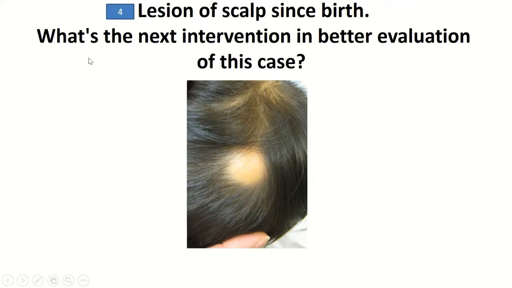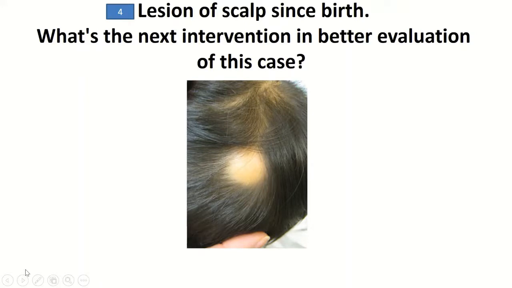Question 4. Here there is still another question to be considered. Lesion of scalp since birth, what's the next intervention in better evaluation of this case? As a rule, CT is the most accurate method of detecting scalp defects, so the correct answer is CT scan. However, if a bony defect is detected by CT, then a follow-up evaluation by MRI may be indicated to better evaluate and detect soft tissue problems, soft tissue extensions.